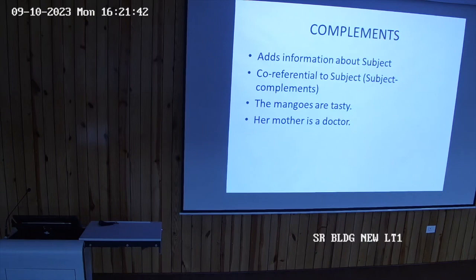What is the subject? The mangoes. And what is the complement? Tasty. Now what is tasty? Mangoes. This is the co-reference between the term tasty and mangoes. The complement is adding extra information regarding the mangoes, which is subject, which is the function of a complement. See the next sentence. Her mother is a doctor. The same goes for this. We do not have any main verb, so your helping verb becomes your main verb. Your subject is her mother and the complement is doctor. So these are your subject complements.